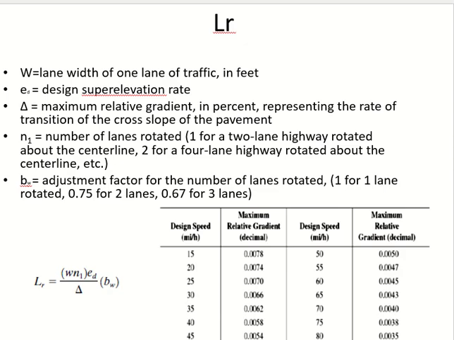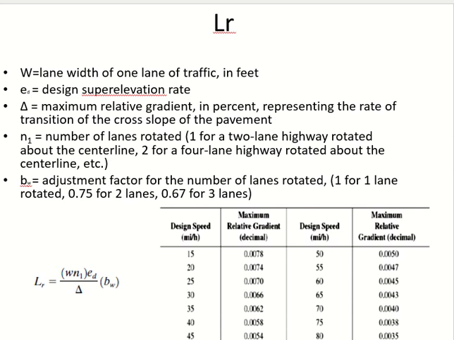So we need to calculate in how much distance the super elevation can be achieved. This LR is the second part, which goes from zero outer edge to full super elevation. So how do we calculate it? You can see the equation over here.